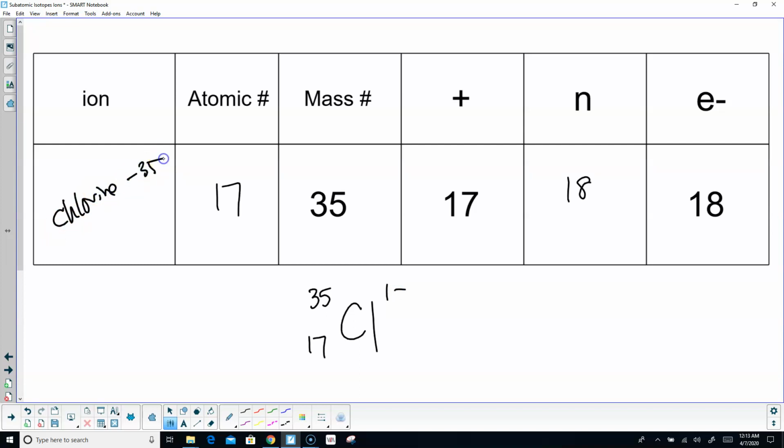hyphen 35. Now note, here's another thing I want to show you. You sometimes will also see it written like this. If the charge is 1 plus or 1 minus, sometimes they only put the symbol. Okay, so in this case it's chloride anion. It has a -1. You just put a negative. Either one of these is common and acceptable.